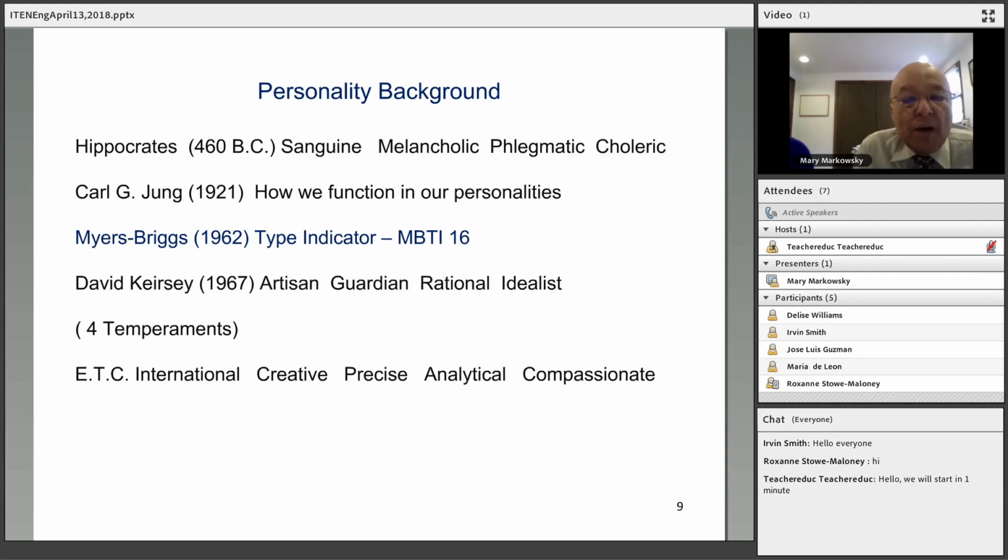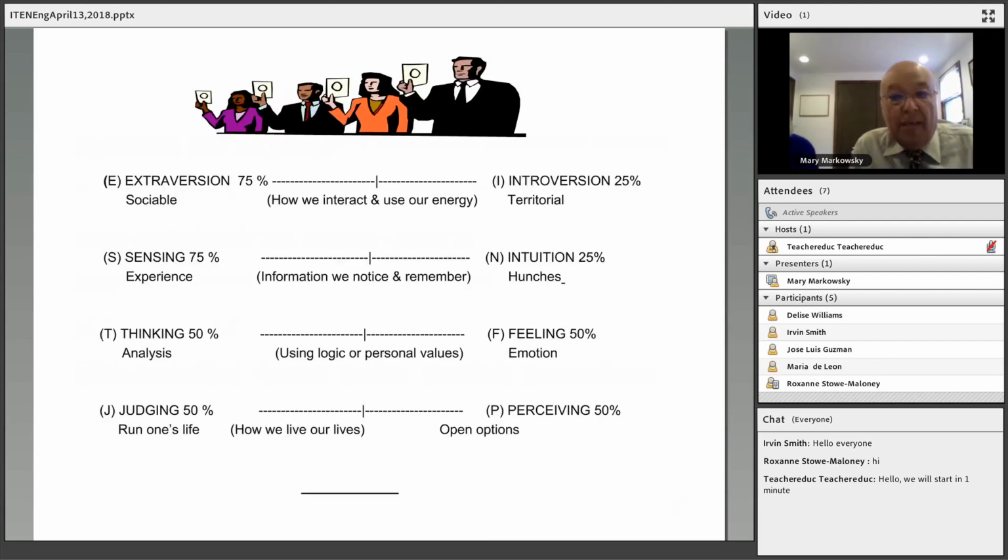We observed our participants in their trainings, and we spoke to them when we met with them, and we call them creative is like the sanguine, precise is like the melancholic, analytical is the phlegmatic, and compassionate is the choleric.